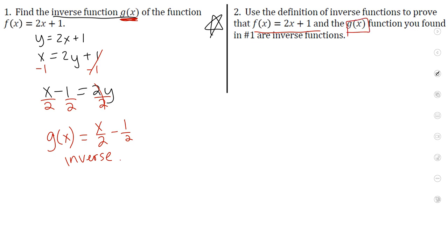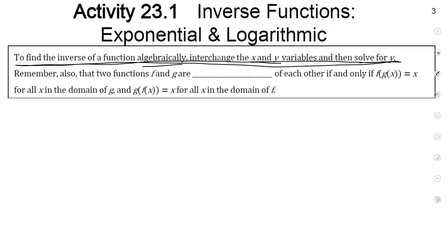Now, number 2, it says use the definition of inverse functions to prove that this and the g of x that we just found are actually inverses of each other. We need to prove it. So let's go back to the definition. It says, remember that f and g are inverses of each other if and only if you do the composition going both ways, you'll get x. Meaning if I put g of x inside of f of x, you get x. You put f of x inside of g of x, you get x. I'm going to pause here and I'm going to let you guys try it.